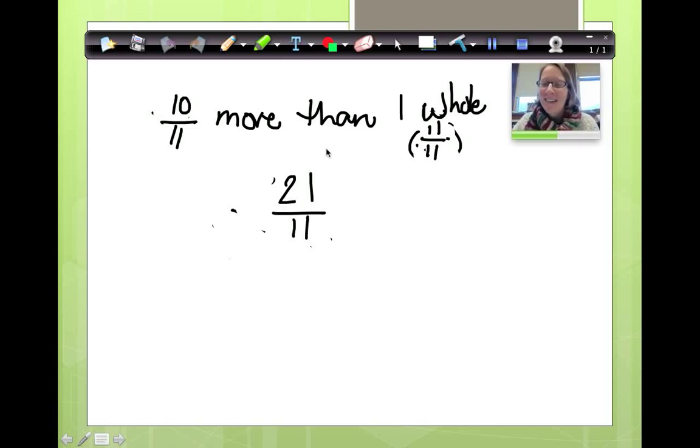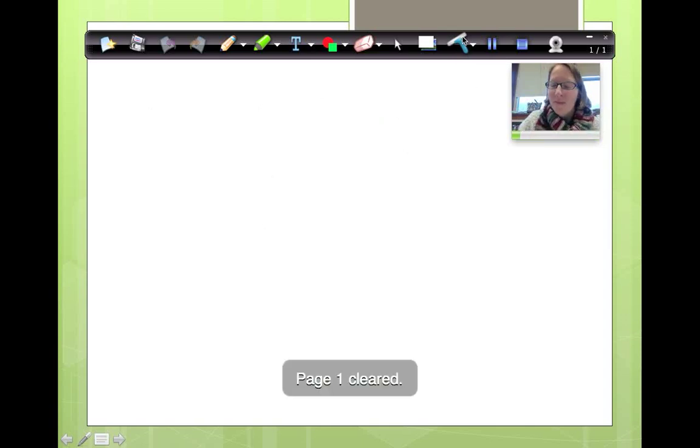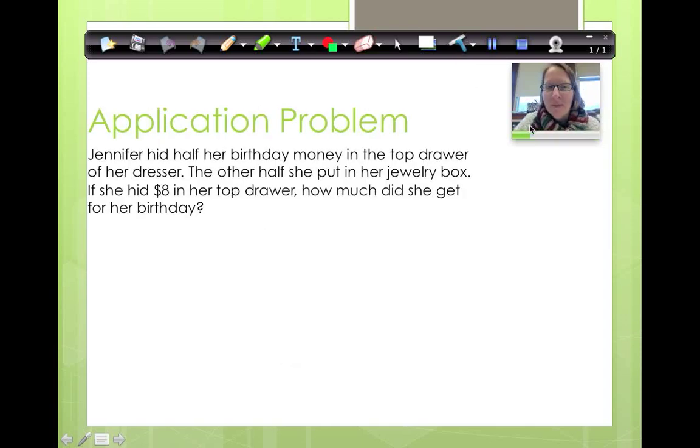Isn't that fun? Okay. Let's do our application problem. Jennifer hid half her birthday money in the top drawer of her dresser. The other half she put in her jewelry box. If she hid $8 in her top drawer, how much did she get for her birthday?